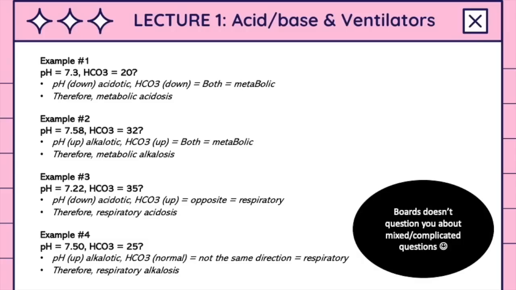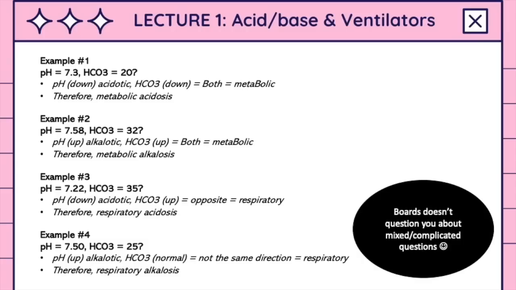All right? Does everybody see how the rule works? What if I gave you a pH of 7.50 and a bicarb of 25? 7.50 and 25. What would it be? Respiratory alkalosis. Why? Because the pH is in what direction? Well, 7.50 would be up.